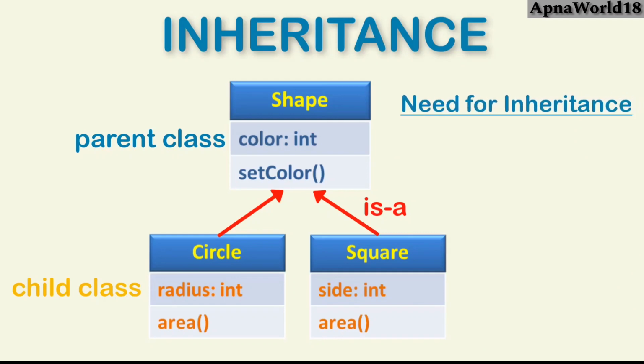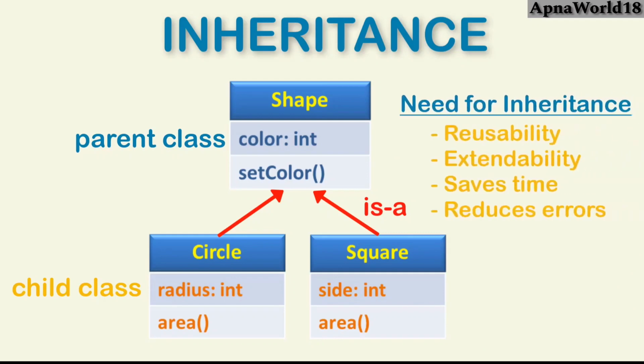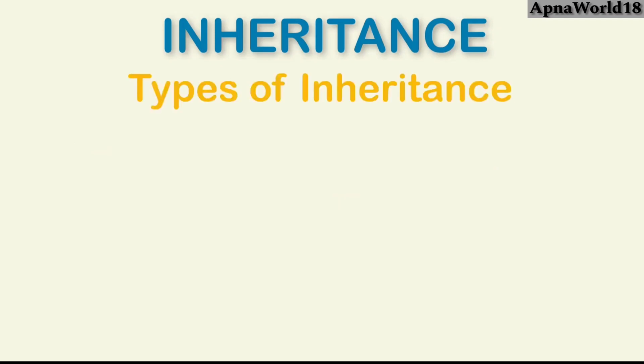Now, why do we need inheritance in the first place? One of the major reasons is reusability. It allows us to reuse tried and tested existing code and extend it further to our requirements. This helps to save time and reduces errors. Let's now see what are the different types of inheritance.